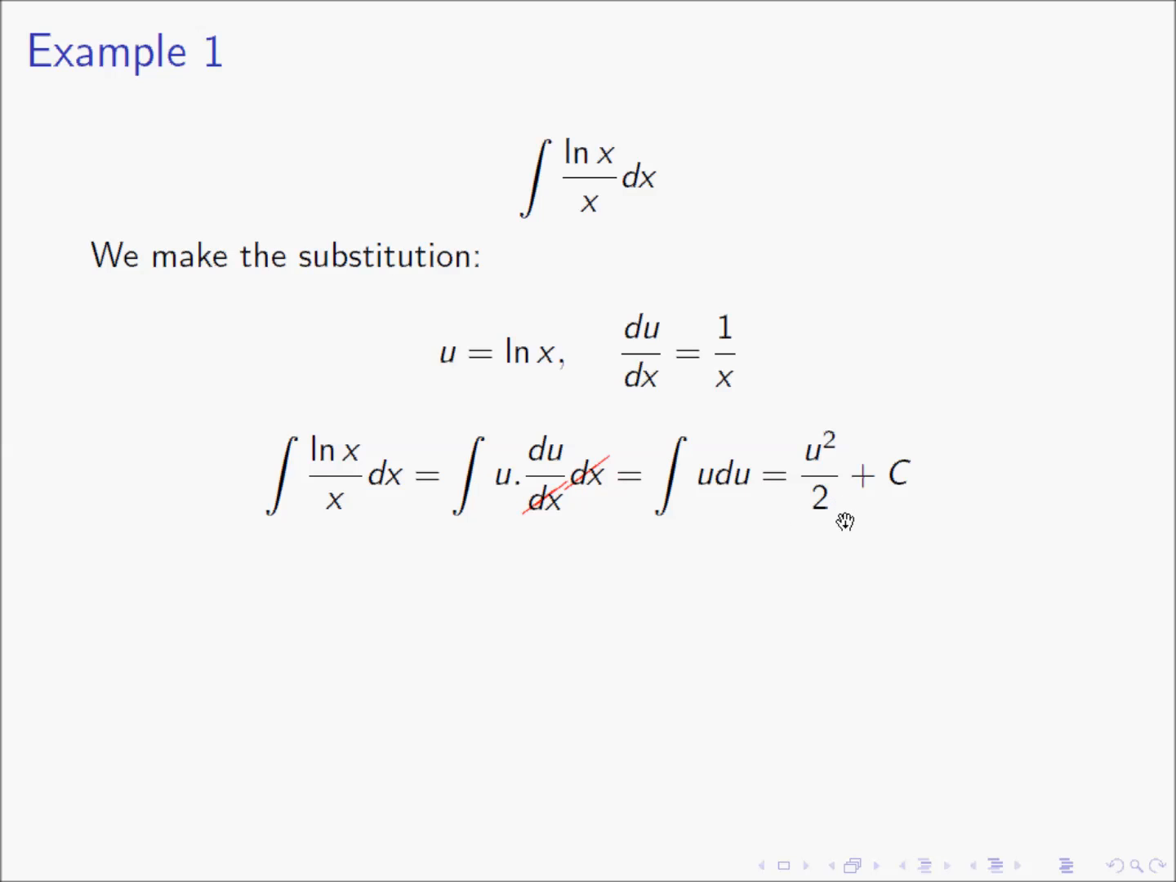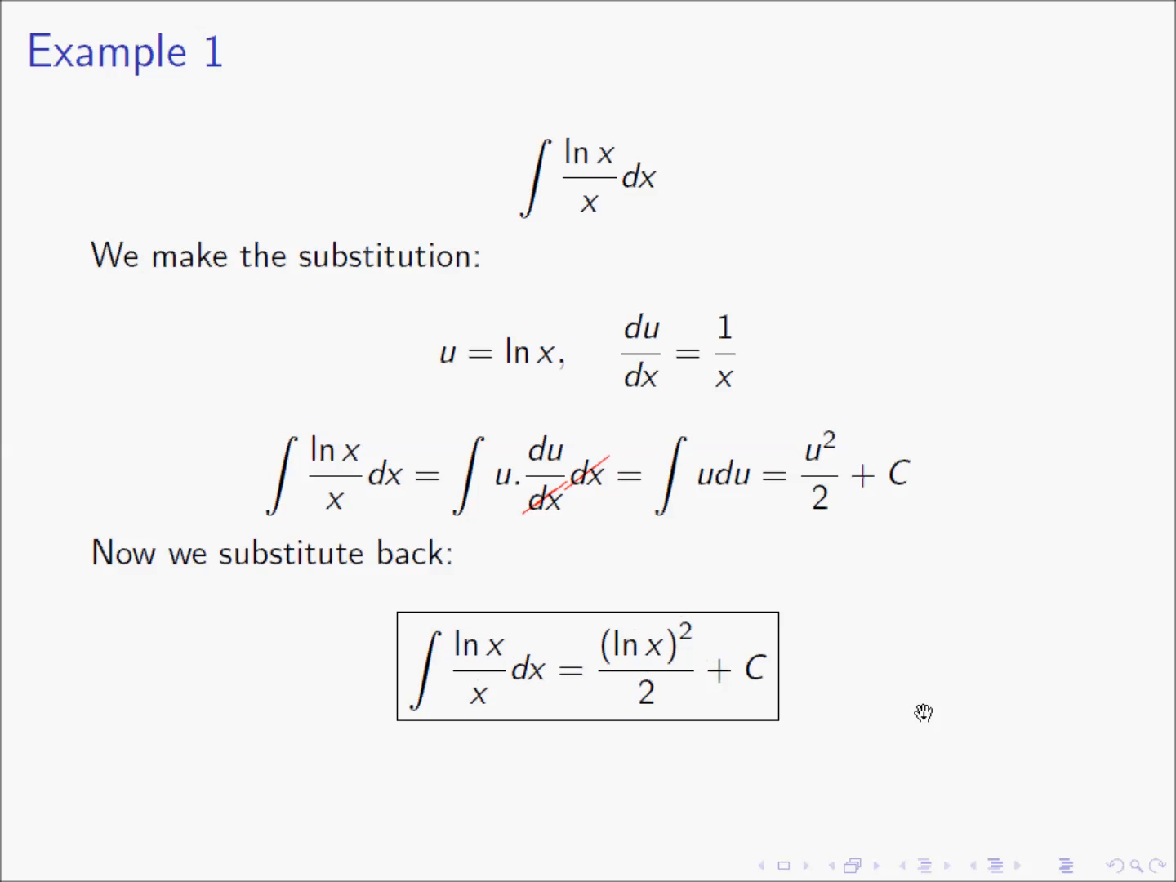This equals u squared over 2 plus c. And now we only need to replace back u. We substitute back u by the natural log, and we get the answer to this integral. That will be natural log of x squared over 2 plus c. That's the answer. That was easy enough.